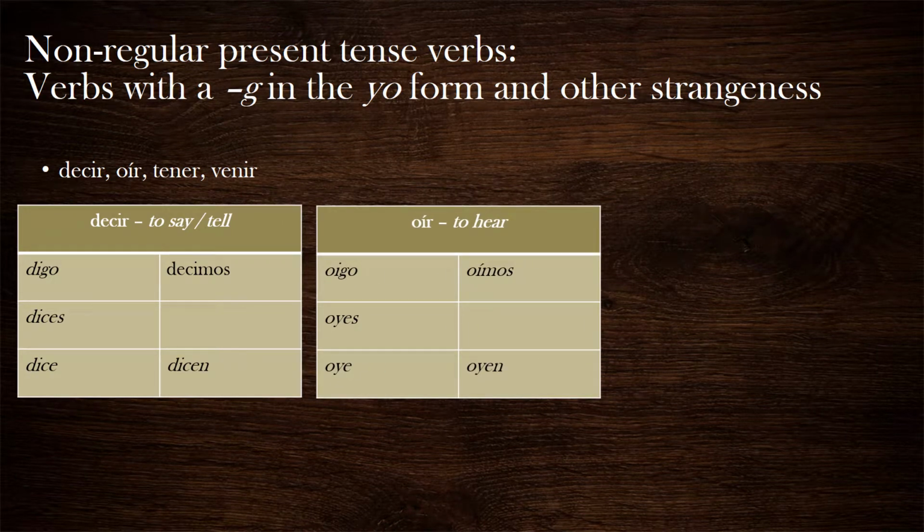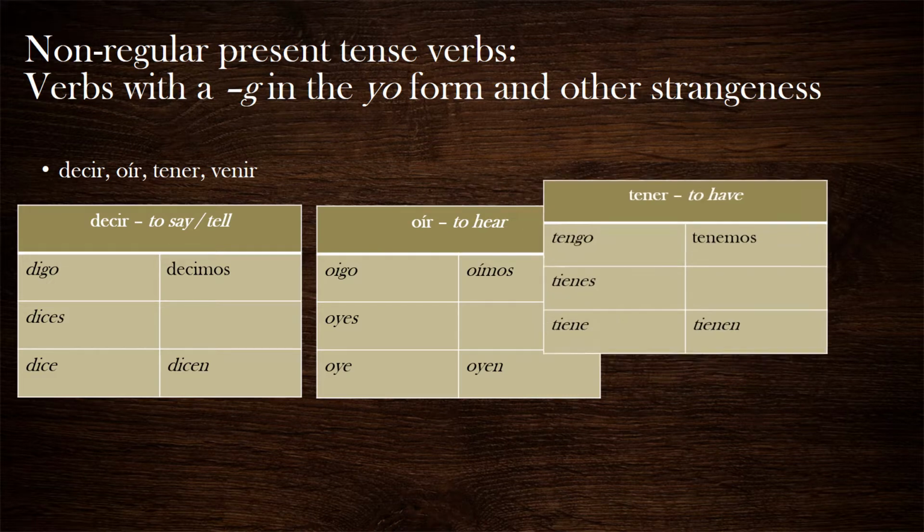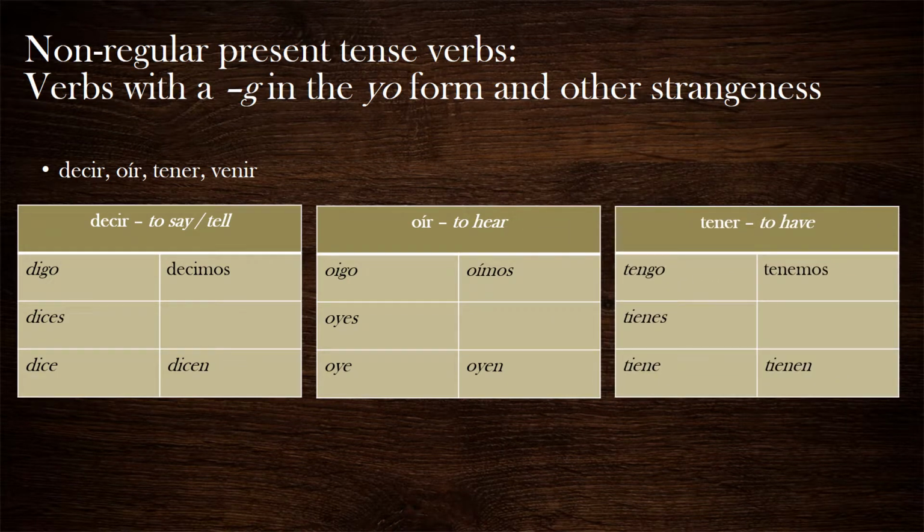Oír, to hear, is oigo with the G, but then look, it gets a Y: oyes, oye, oímos has an accent, oyen. And look at tener: tengo, tienes, tiene, tenemos, tienen. So it gets the G, but then an IE in the other ones. You just got to learn it. Bien.